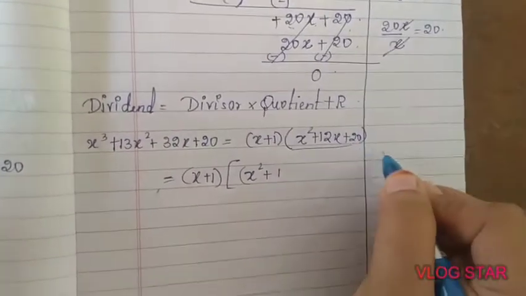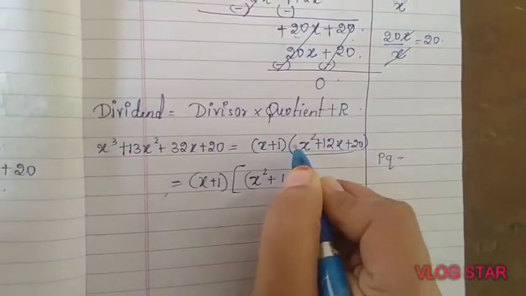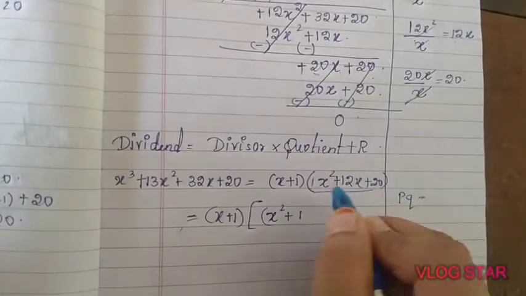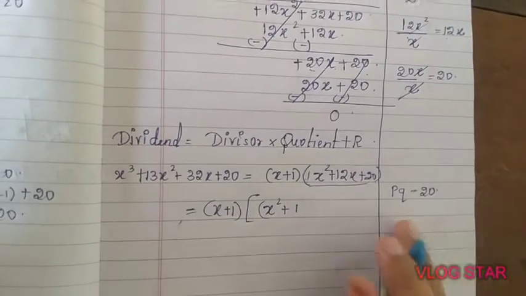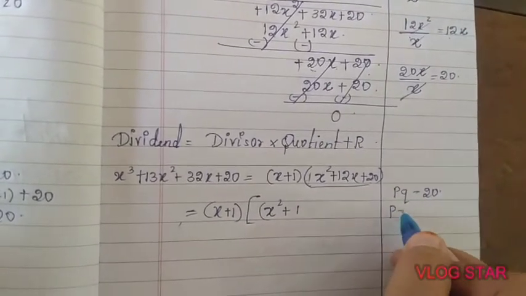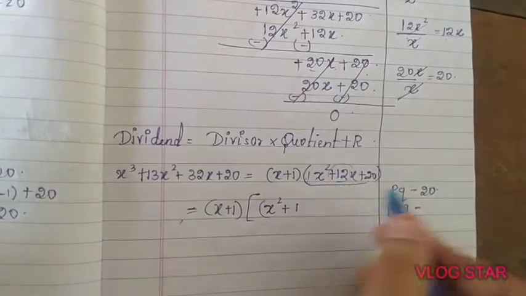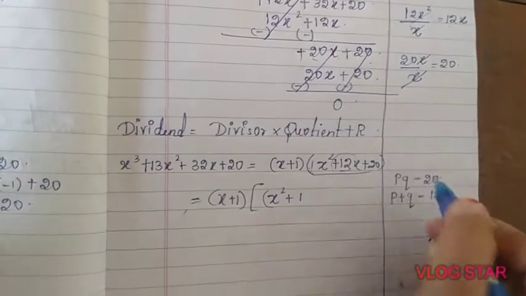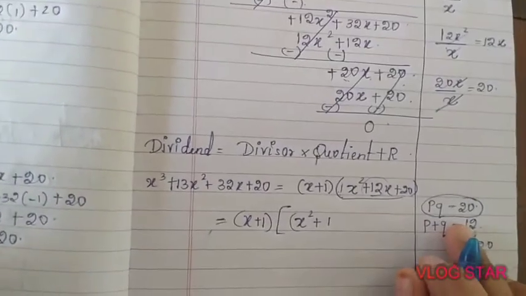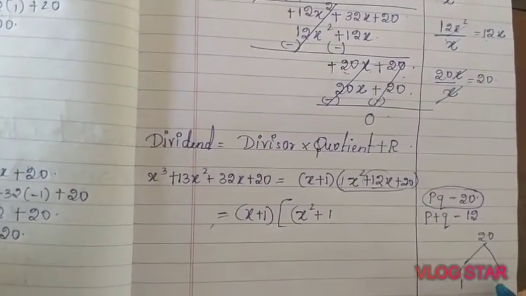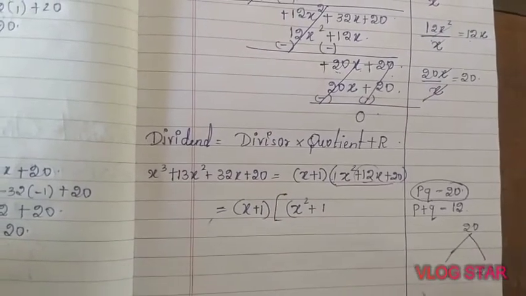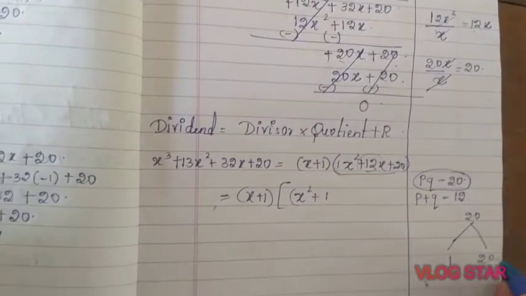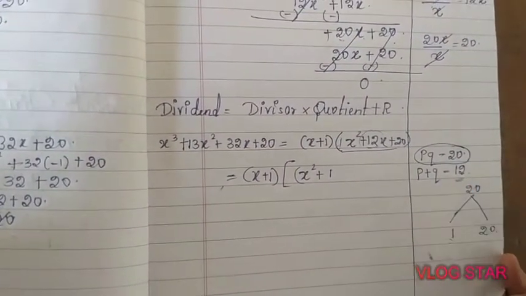So in this polynomial, p into q, that means the constant of the first term multiplied by the constant of the last term. Okay, so 1 into 20 is nothing but 20. PQ value is 20 over here, and P plus Q, the sum of the middle term, is nothing but 12. So now what you have to do? You have to find the factors of this PQ. Okay, so now 1 and 20, right? If you will consider this, when you add or subtract this, you are not getting here 12, right?